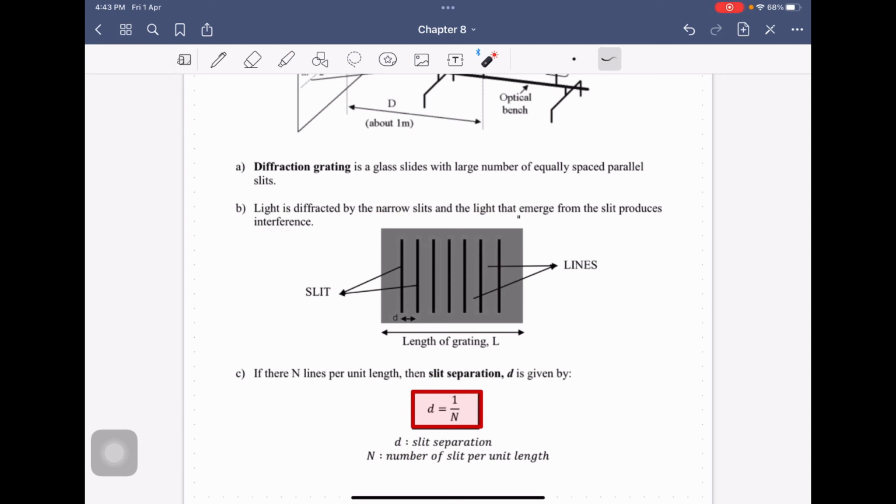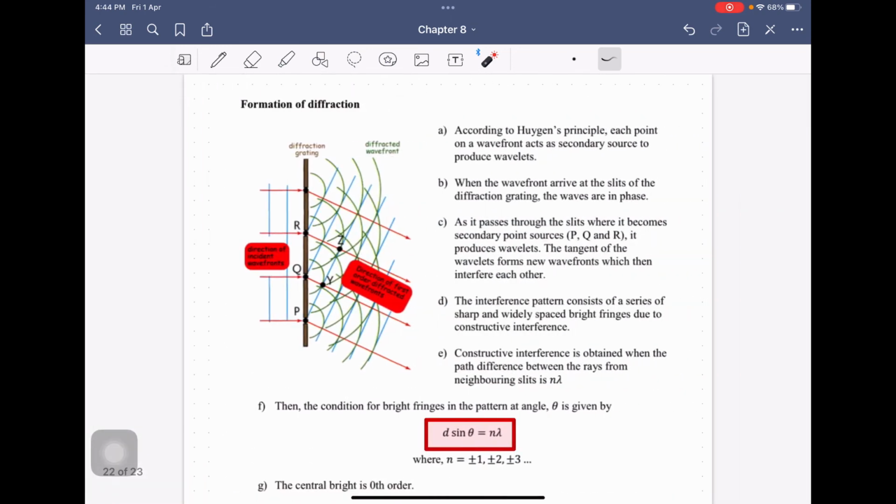Okay, so kita dah buat eksperimen kelima. Okay, if n is lines per unit length, then the slit separation is given by D sama dengan 1 over n. So kita use equation untuk cari slit separation. Okay, n adalah number of slit per unit length. Okay, seterusnya macam mana formation of diffraction terbentuk?